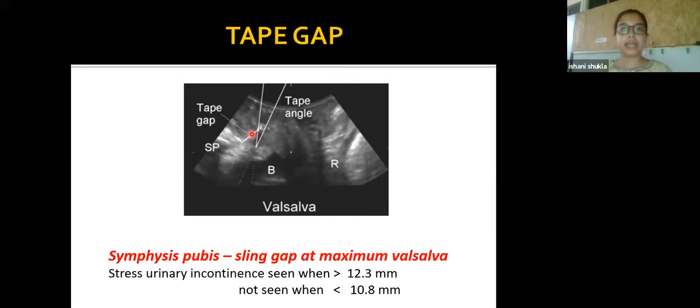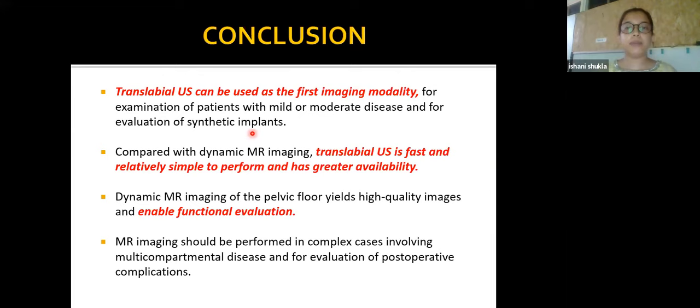Conclusion: transperineal ultrasound can be used as a first-line imaging modality for examination of patients with mild or moderate disease, and it is very good for the anterior compartment disease and can also be used for evaluation of synthetic implants. Compared with dynamic MR imaging, transperineal ultrasound is fast and relatively simple to perform and has greater availability.